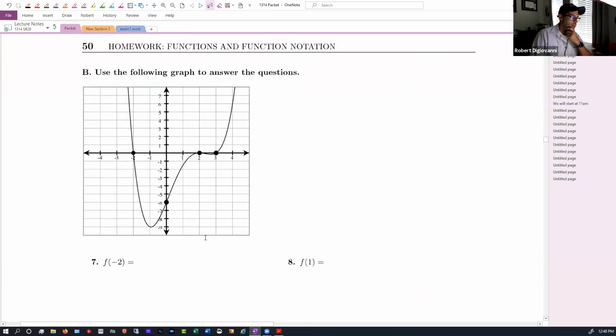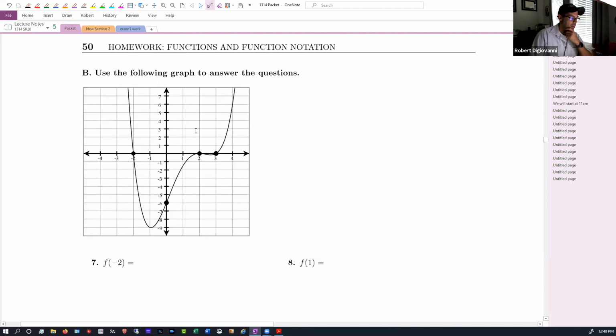Now, this is your homework problem right here, the one where you're going to look at the graph. Don't worry about the fact that it's curved, okay? The fact that it's curved is irrelevant. You should still be able to pick out the points on that graph.